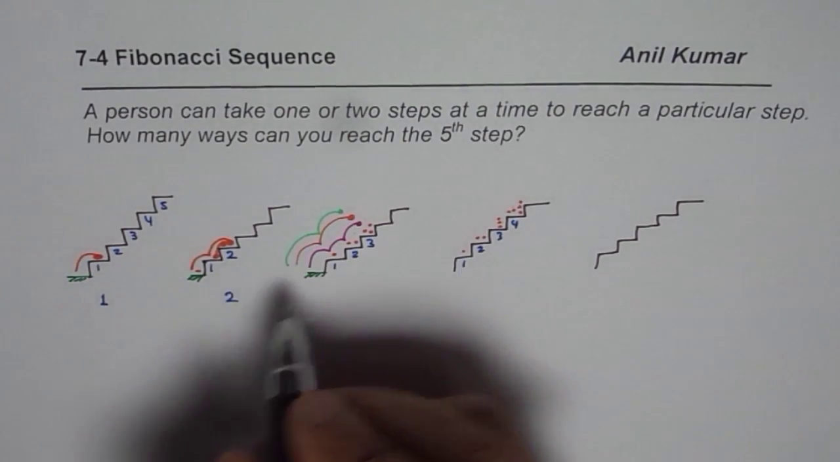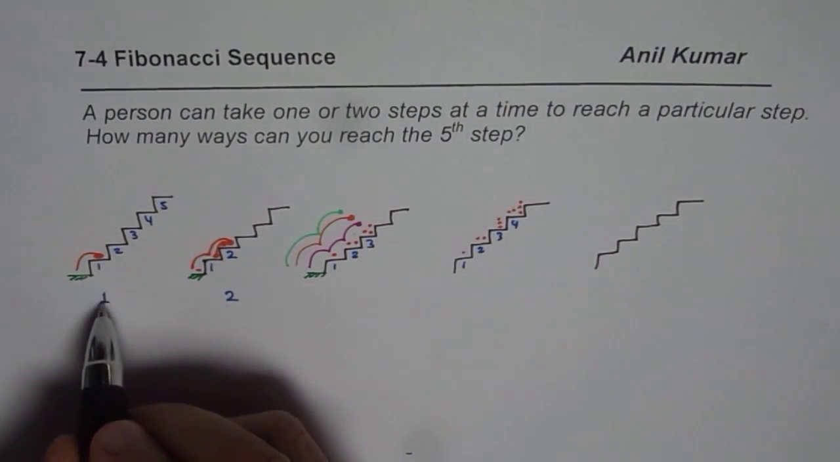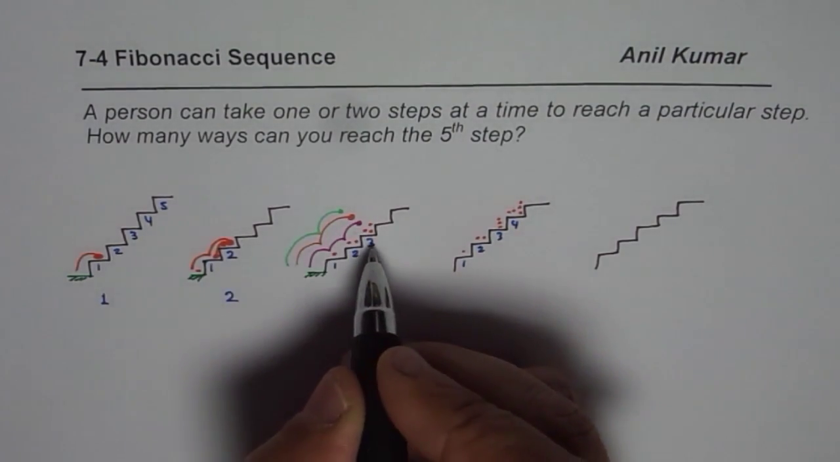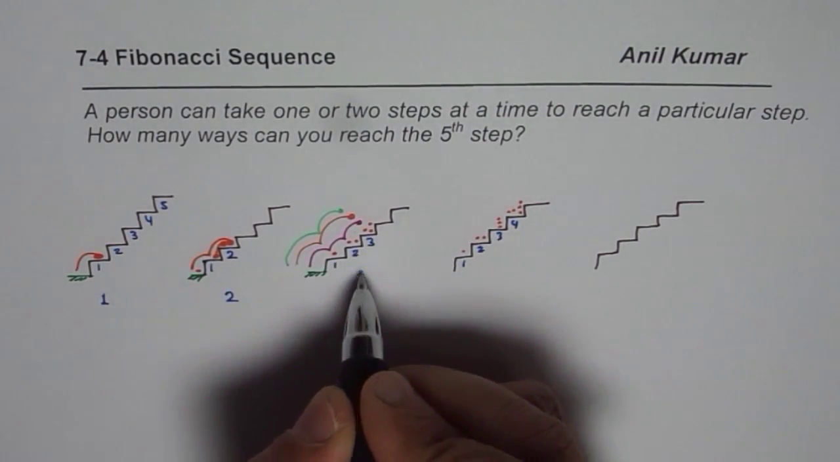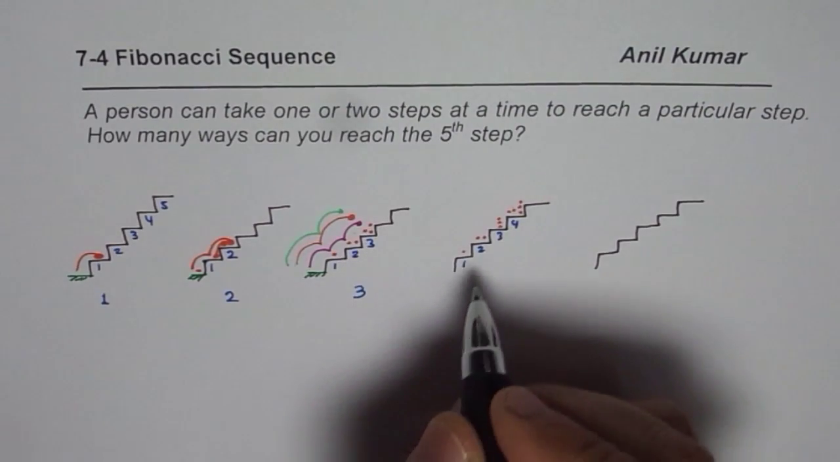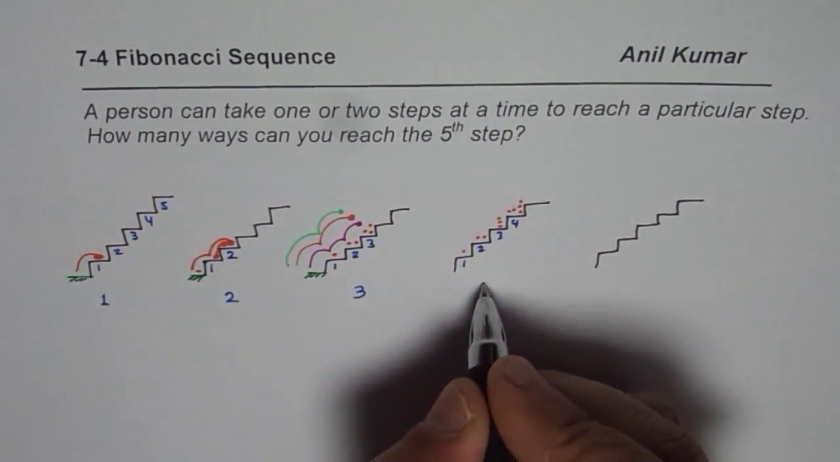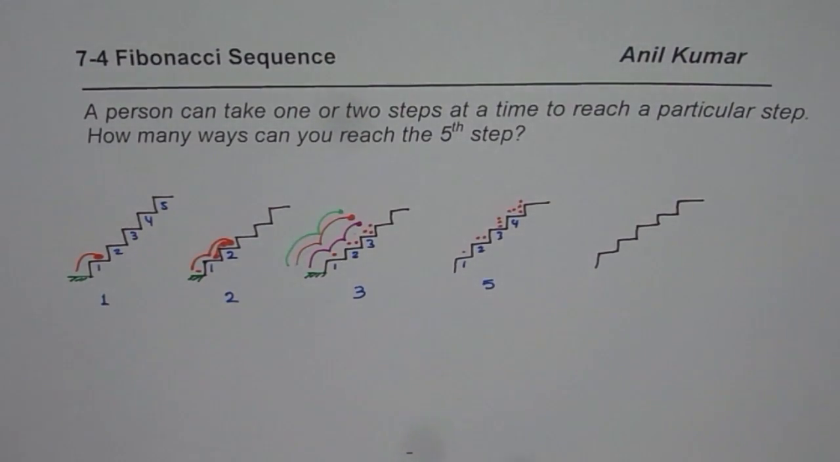So here, in the first case we saw there is one way. In the second case there are two ways to reach step number 2. And in the third case we found there are three ways to reach step number 3. And to reach step number 4 is 3 plus 2, 5 ways. Do you get the point? Now, let us answer the question.